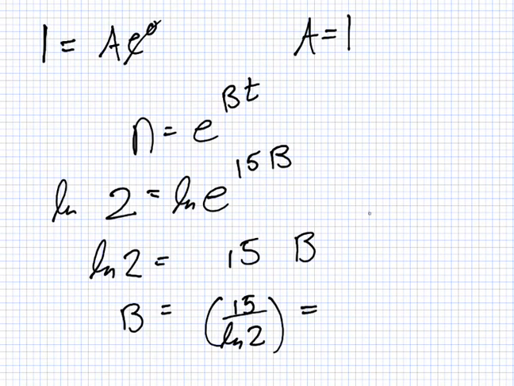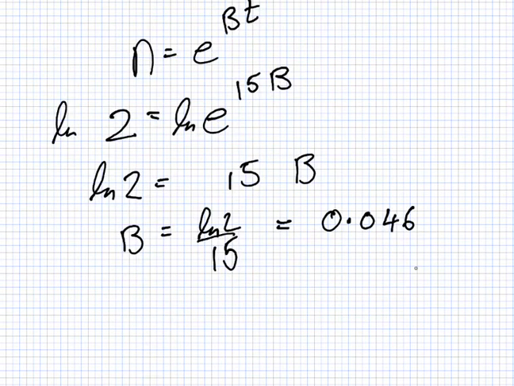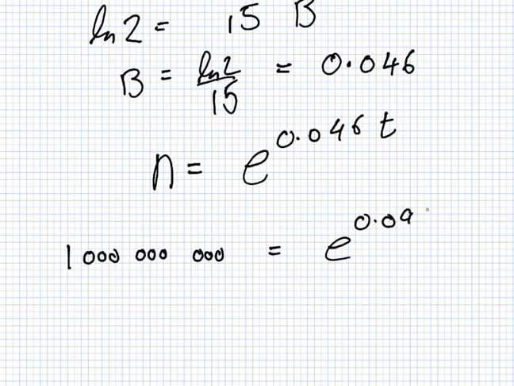What's that, please? Log 2 over 15. What's that, please? 0.046. Okay. So now you have the number of bacteria equals e^(0.046t). And how many bacteria do I want? 10^9, 1 billion. 10^9 equals e^(0.046t).